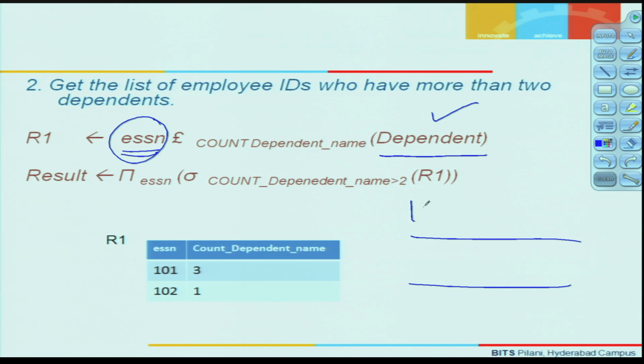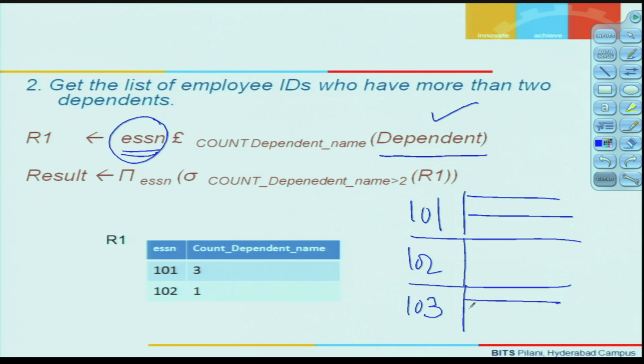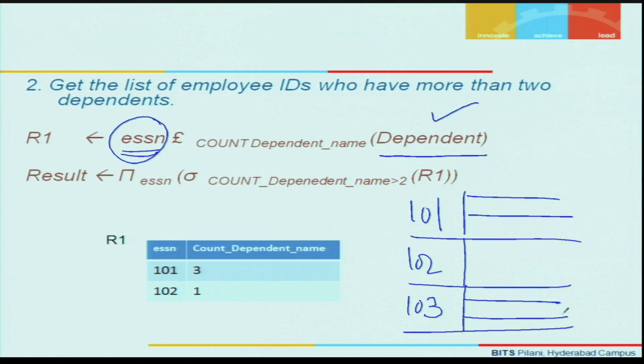If employee 101 has 2 dependents, then there will be 2 tuples for this employee. If 102 has only 1 dependent, there will be 1 tuple, and if 103 has 3 dependents, then it will have 3 tuples or 3 rows in the group. After grouping, you apply the count operation on the dependent names. For a given employee, the dependent names cannot be the same. So you apply the count operation to count how many dependents are there in each group.